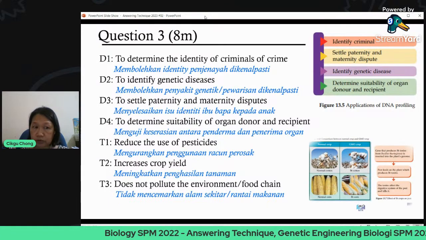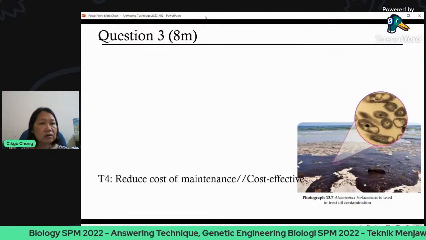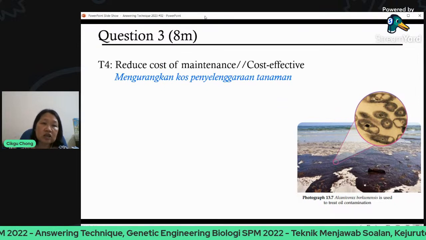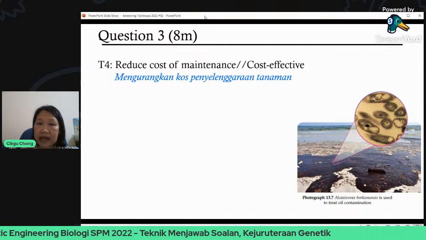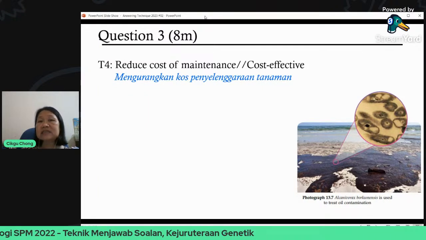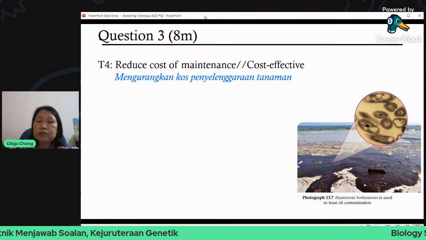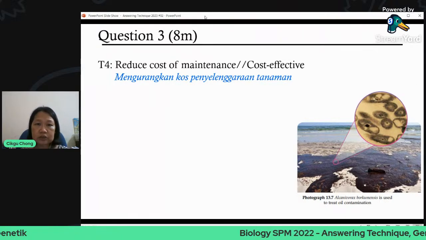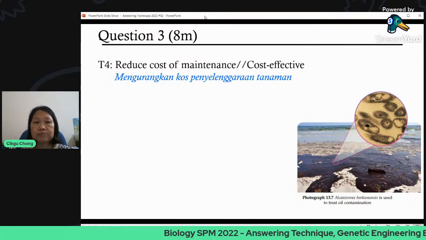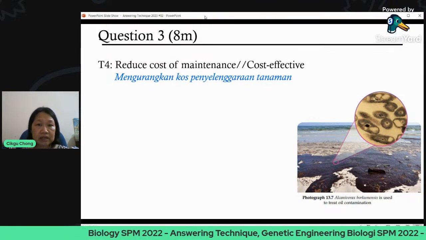All right, this is the next one. We haven't finished yet. So the next one is reducing the cost of maintenance for these plants if they are not easily attacked by insects. Therefore, it is lesser cost because when you want to produce, if you have to use pesticide, you have to buy the racun, it'll be more expensive. So it's cost effective. Mengurangkan kos penyelenggaraan atau tanaman, okay?